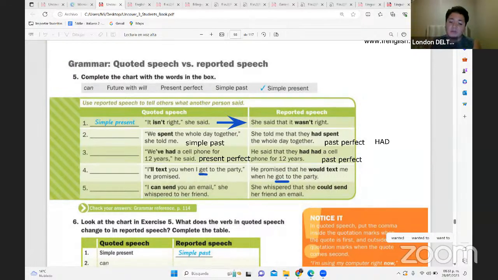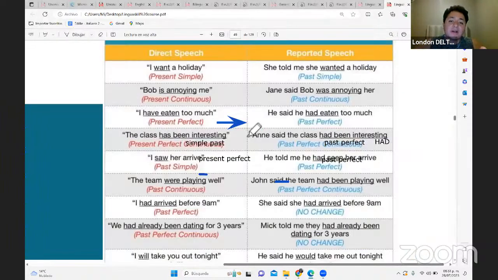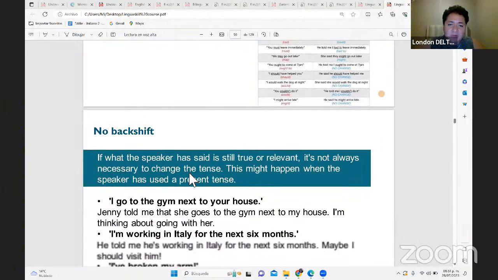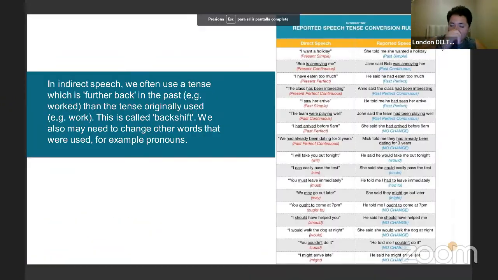Okay. So, good. So this is the rule with backshift. Okay, I will tell you now how we can report questions. Ya vimos cómo se reportan oraciones. Ok. Ahora, ¿cómo se reportaría una oración que sea en forma de pregunta? Well, so don't worry, we have to use the same thing, but something interesting happens when we report questions.